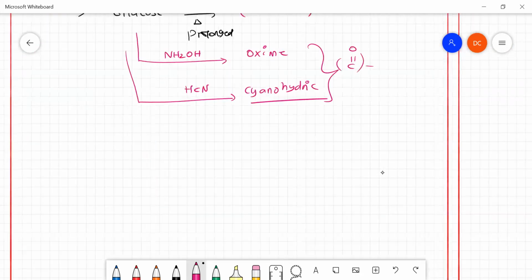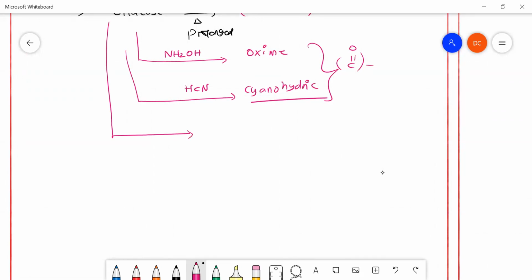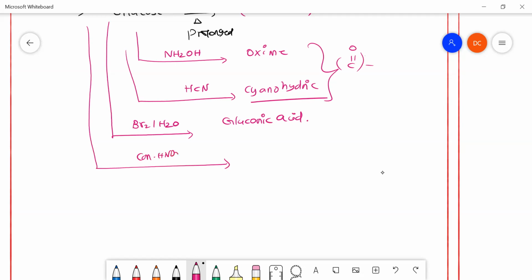Okay, and then the same glucose reacts with another reagent, bromine water, which acts as a mild oxidizing agent. It forms gluconic acid. Gluconic acid, yeah. If the same glucose reacts with a strong oxidizing agent like concentrated HNO3, then it forms saccharic acid, glucaric acid. Very good. Glucaric acid. Yeah. These all confirm the presence of the primary alcohol.